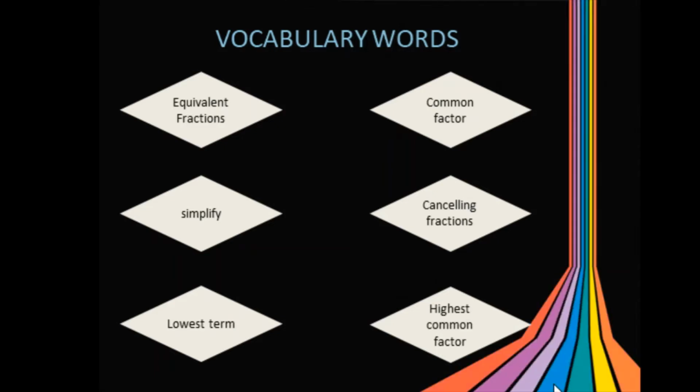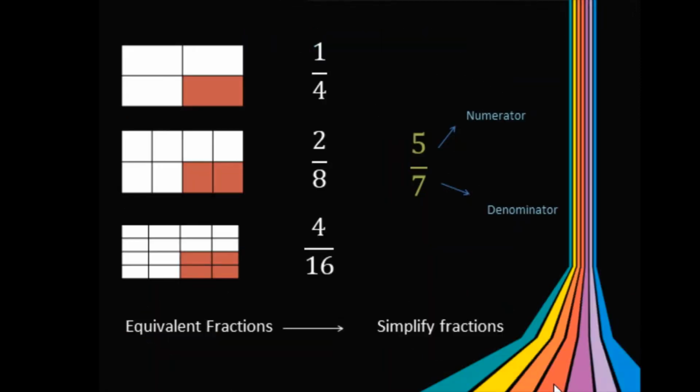Doing good, everybody. Now, let's proceed to a more in-depth learning of this topic. As you can see here, I have 3 pictures. The first picture has 4 divided parts and 1 is shaded. Next is 8 parts with 2 shaded parts. And next is 16 parts with 4 shaded parts.